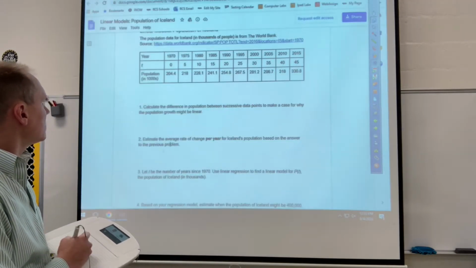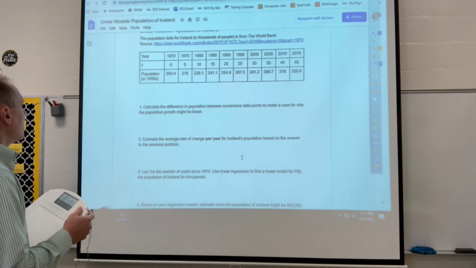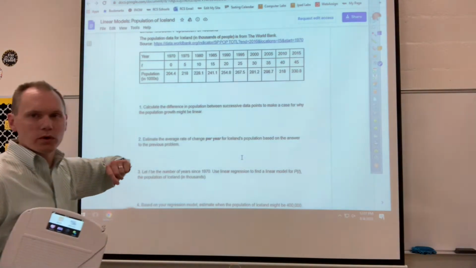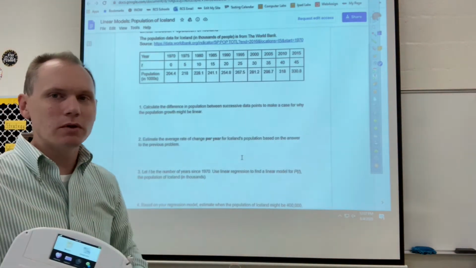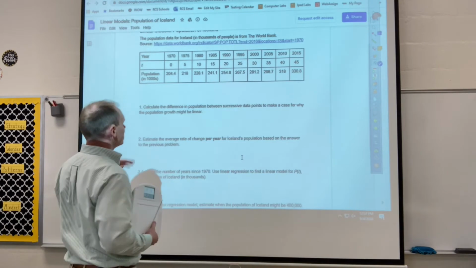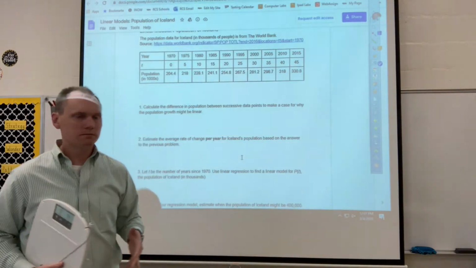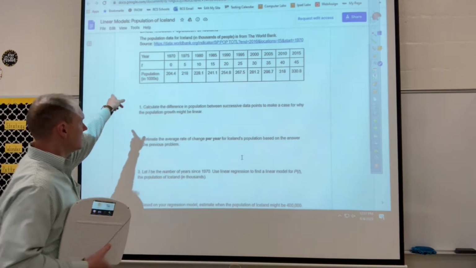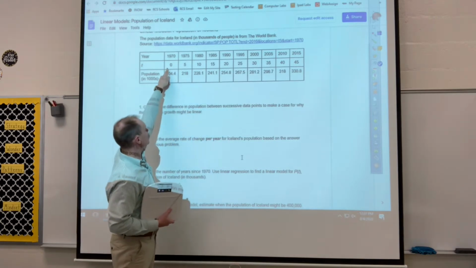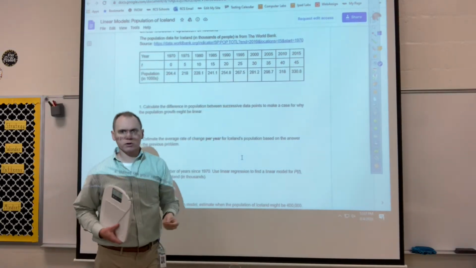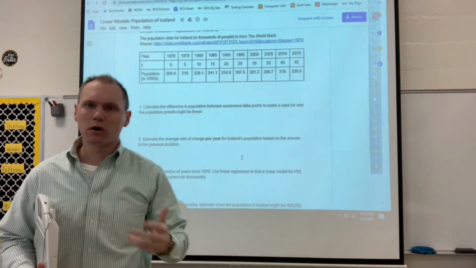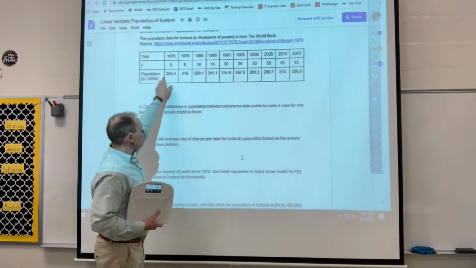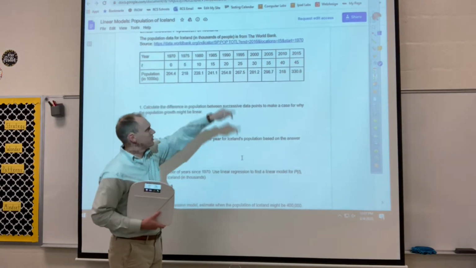All right, so let me throw up a situation here. And this is the population in Iceland in thousands of people. So whereas in the US we talk about millions of people, they're talking about thousands. And so their population is actually really small compared to ours. But here's the population in years since 1970. So the years across the top, the years since 1970 are in the middle here. And that's actually what we're going to use for our independent variable or our x value, in this case t. And then the dependent variable or our y value is going to be the number of people in thousands.